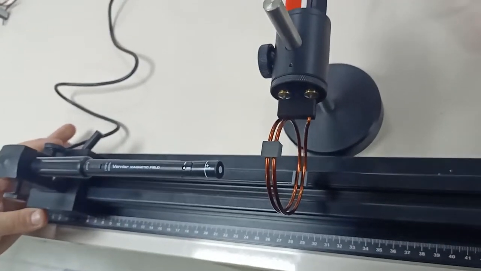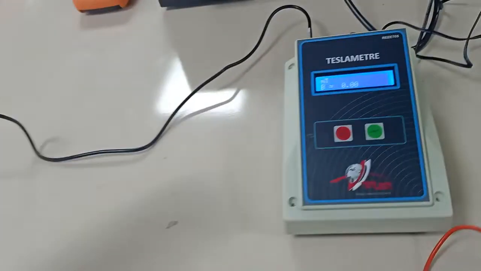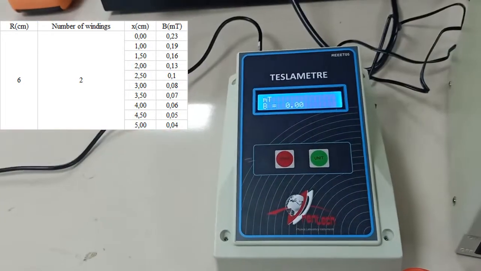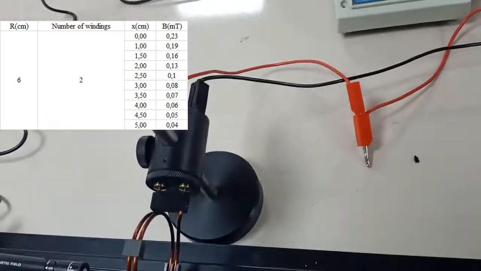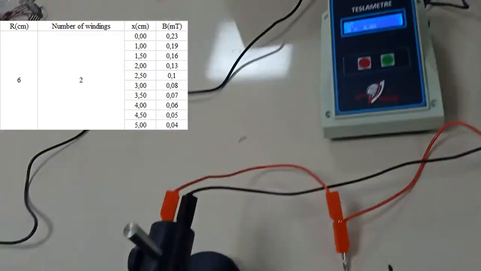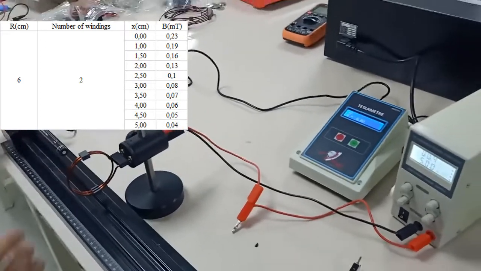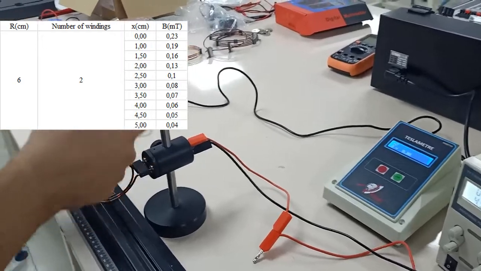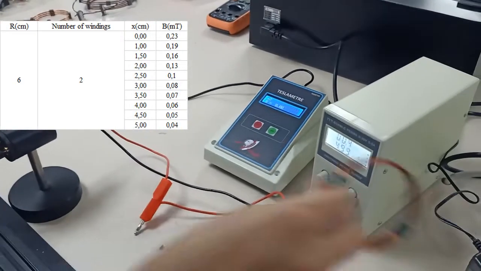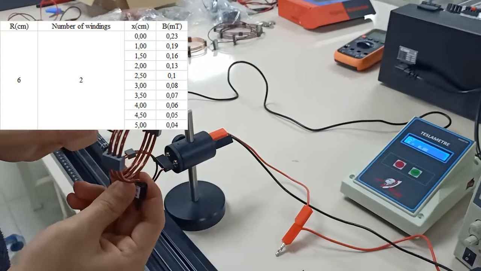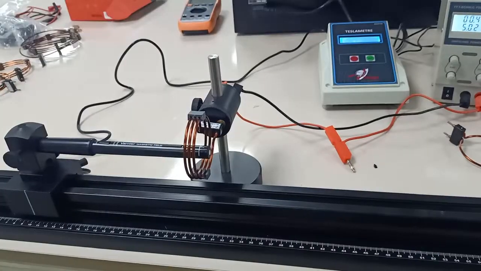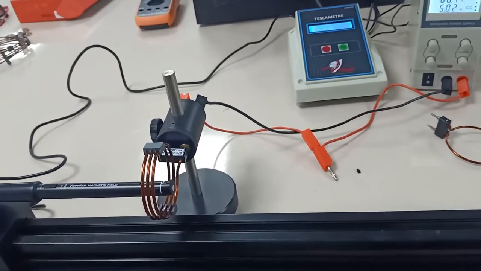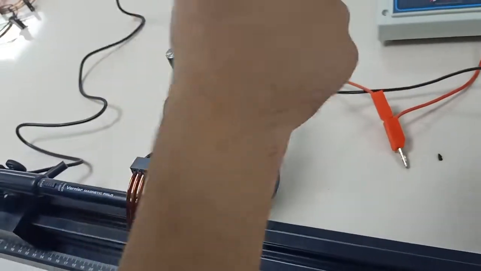When the distance is 6 centimeters, the Tesla meter measures the magnetic field as 0, and when the distance increases, it will continue like that. It means it is a very small magnetic field. Now I will repeat the experiment with the wire with number of windings 3.